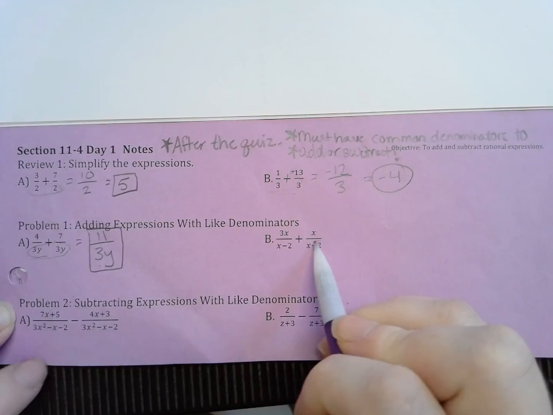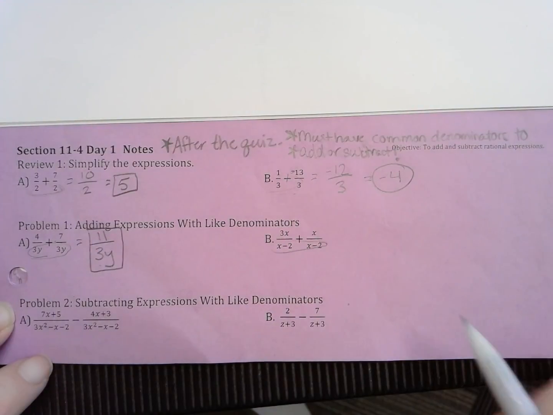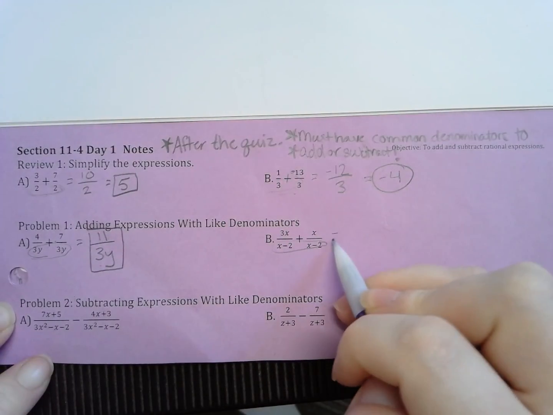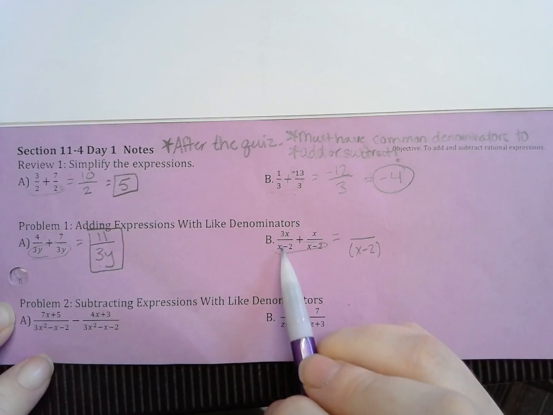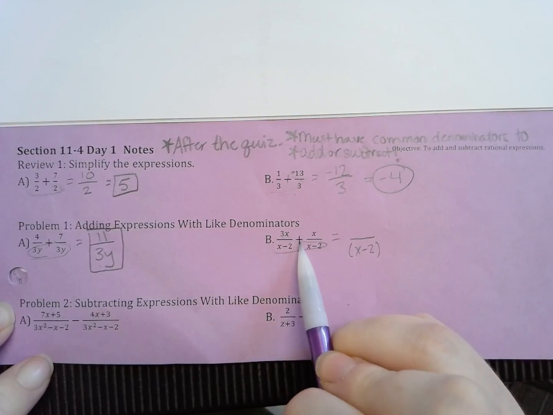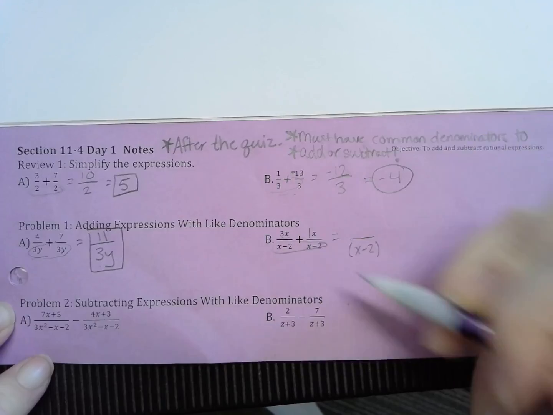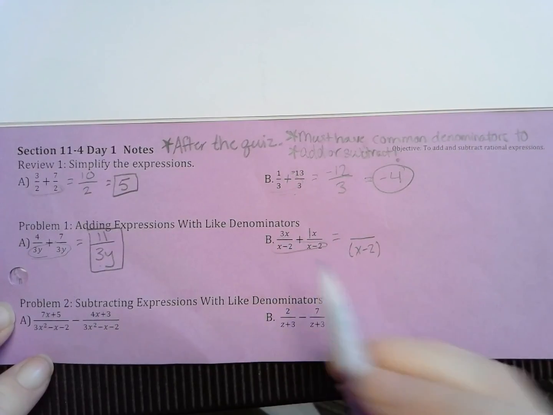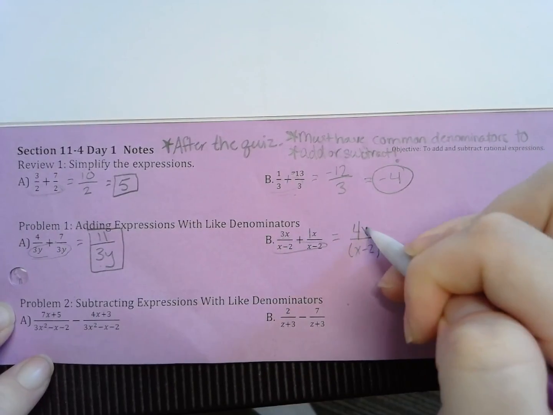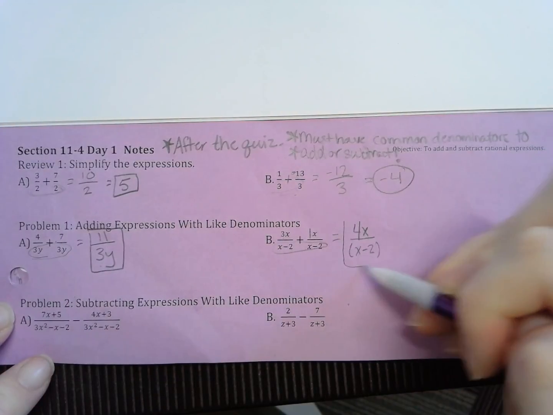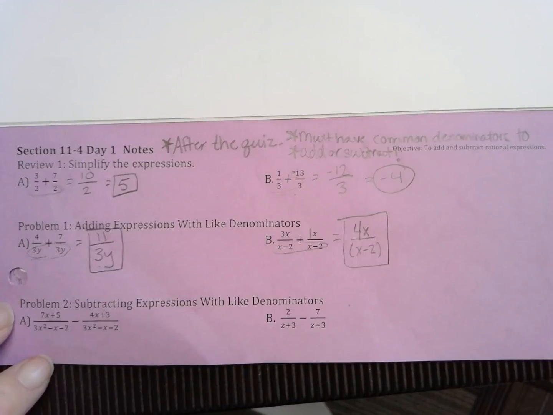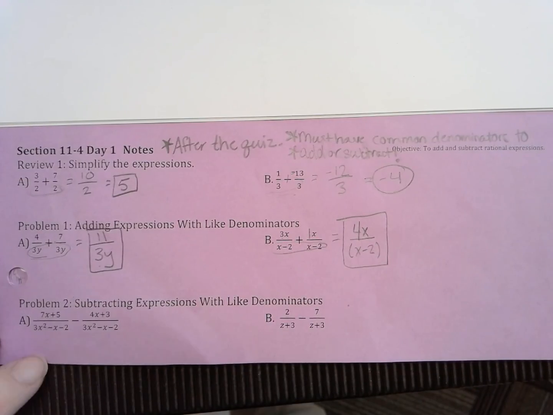Part B, again you have common denominator already, so you don't worry about the denominator, you keep it the same, x minus 2. And you add the top. So this is 3x plus, this should look like a 1x. So 3 plus 1 will give you 4 x's on the top. So 4x over x minus 2. This is my final answer. There's nothing I can simplify or factor or take away.